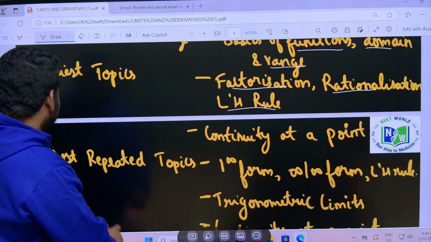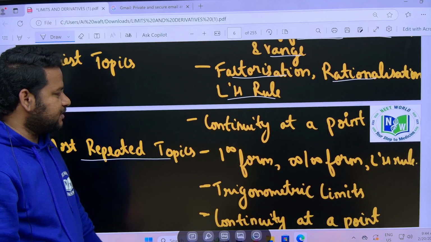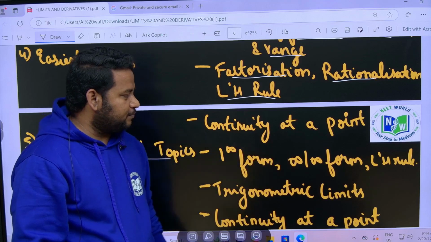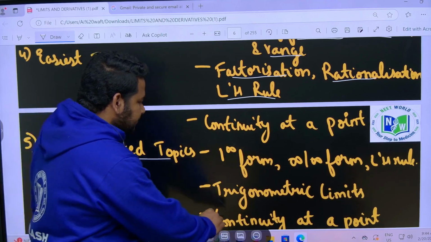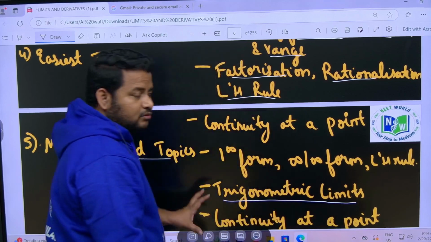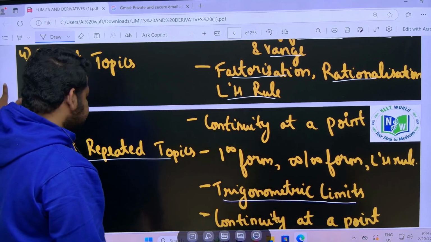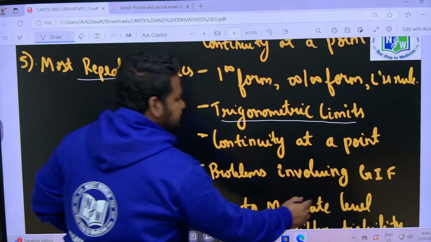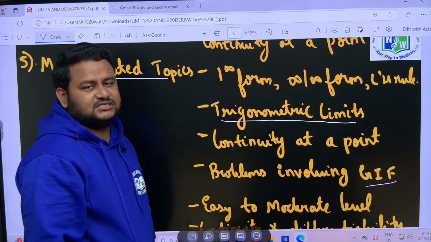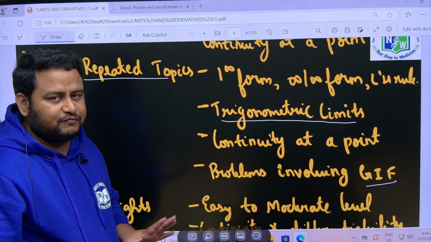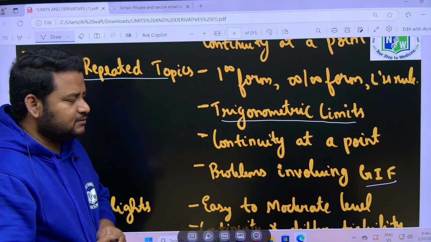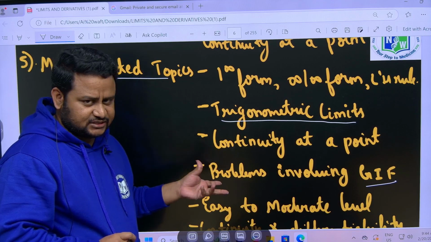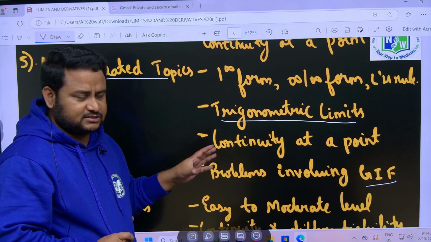But when we talk about the most repeated topics, we get the 1 to the power of infinity form, the infinity by infinity form, L'Hospital's rule, trigonometric limits, and I told you about the sandwich theorem. Next, continuity at a point, problems involving GIF. GIF means greatest integer function. I hope all of you know what the greatest integer function is, or probably I'll take one more session to tell you about the greatest integer function, the modulus function, all these things.